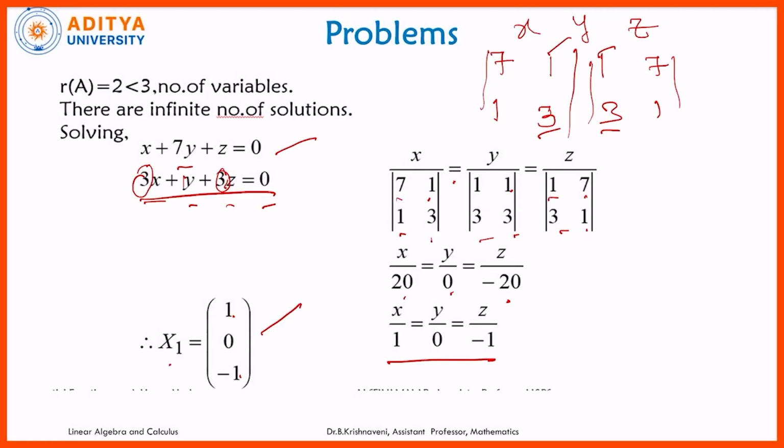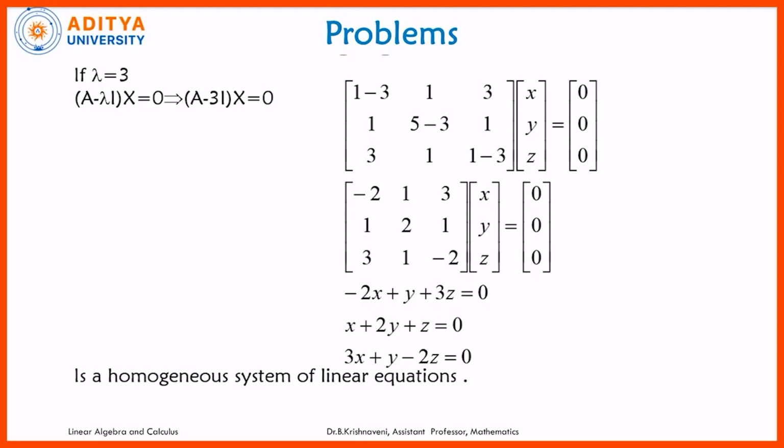Next, similarly, we will calculate the other eigenvectors. Now, take the second eigenvalue, lambda is equal to 3. By using the equation A minus 3I times x is equal to 0, substitute lambda is equal to 3. Doing this, we get the system as minus 2, 1, 3; 1, 2, 1; 3, 1, minus 2, times x, y, z is equal to 0, 0, 0. Written as a system: minus 2x plus y plus 3z is equal to 0, x plus 2y plus z is equal to 0, 3x plus y minus 2z is equal to 0.